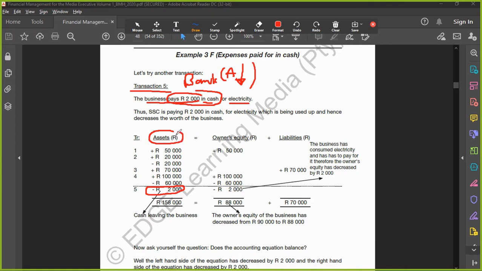Notice how logical this is. You're literally interpreting transactions as they are. If you're paying, assets decrease. You have less money. What did you pay for? You paid for electricity. So I'm going to record more expenses, because I didn't have an expense before, but now I do because I'm paying the electricity. Because I'm paying the electricity, I need to record an expense. That expense is going to decrease my owner's equity because my expenses are going up. More expenses means less owner's equity. So you've got a minus here under owner's equity.